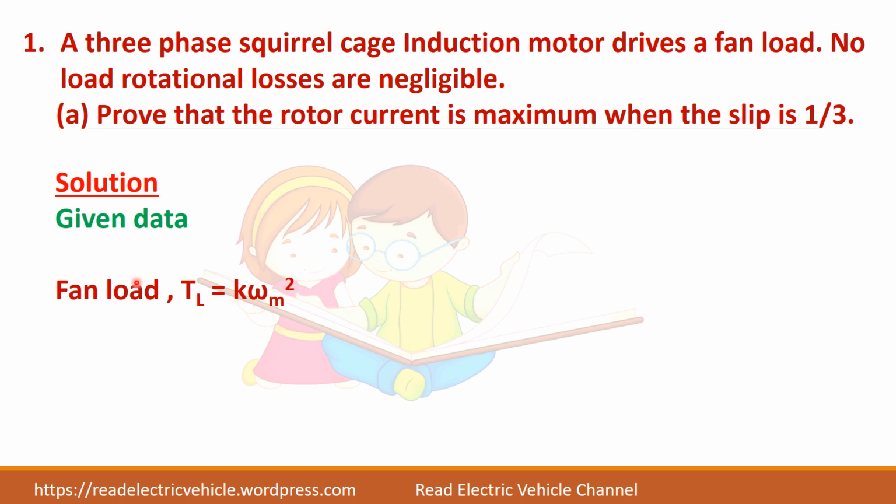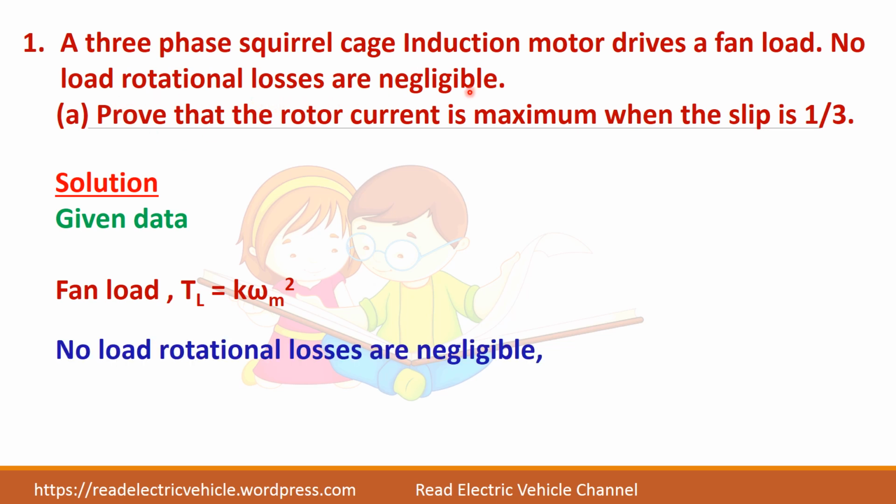So what is given? It is a fan load. For fan load, the load torque equation is given by K omega m square. Next, no load rotational losses are negligible. It means that your output power is equal to load power, or that is also equal to mechanical power. Actually, in mechanical power, if you subtract the rotational losses, you will get the output power. Since here rotational losses are 0, the mechanical power and output power are same. So that is equal to load power.